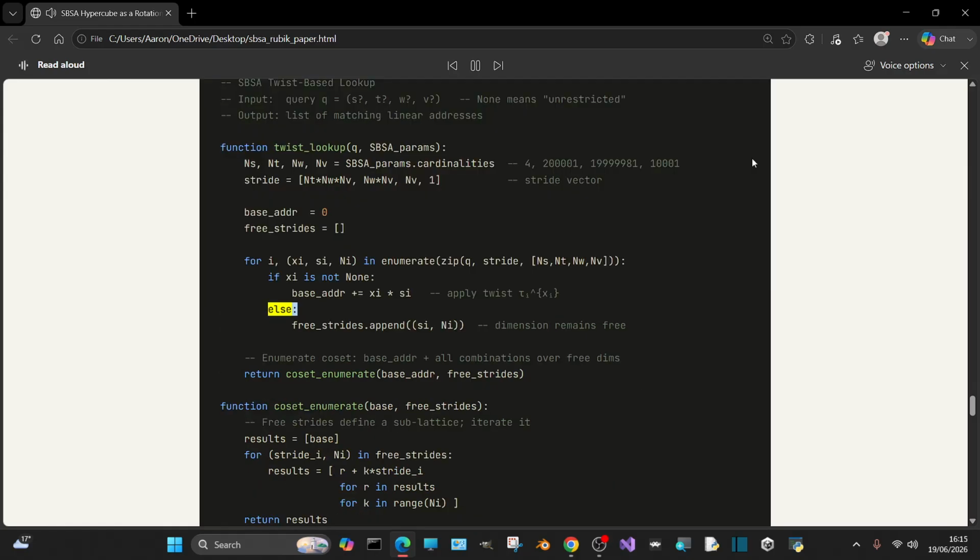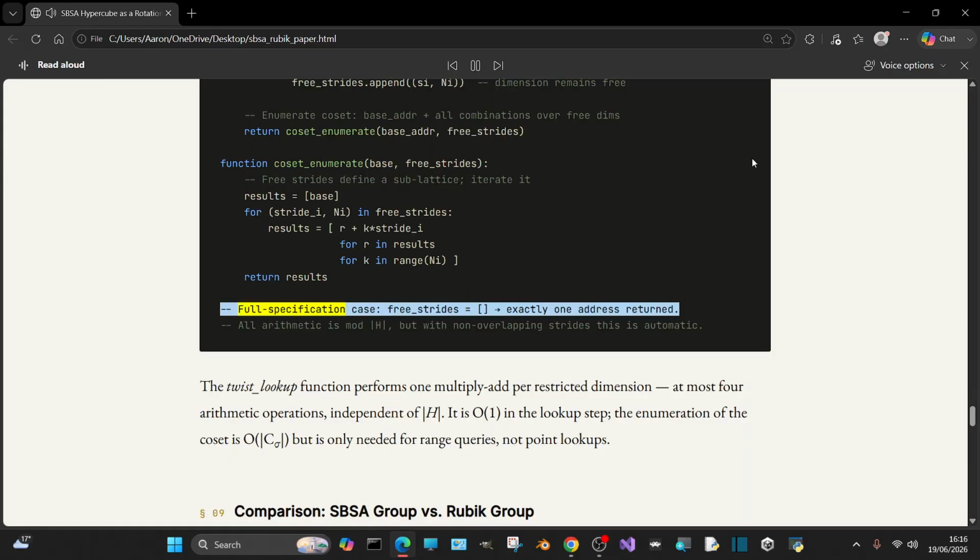to X, or else free_strides.append(stride, N): dimension remains free. Enumerate coset, base_address plus all combinations over free dims. Return coset_enumerate(base_address, free_strides). Function coset_enumerate(base, free_strides): free strides define a sublattice, iterate it. Results equals base. For stride_I, N_I in free_strides: results equals R plus K times stride_I for R in results for K in range N_I. Return results. Full specification case.